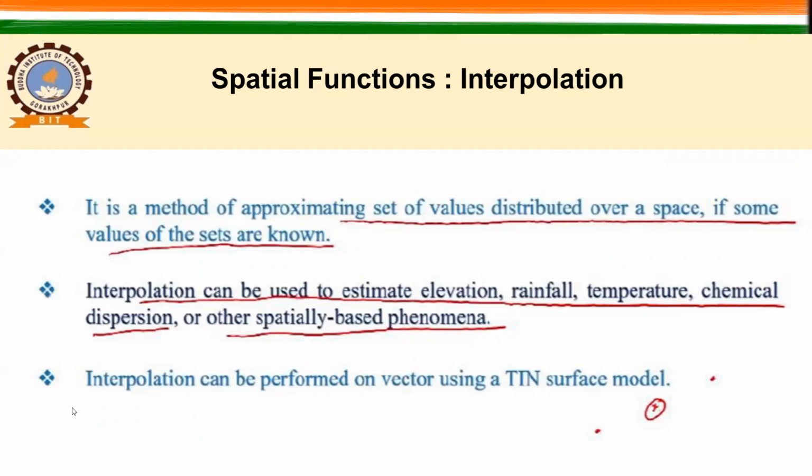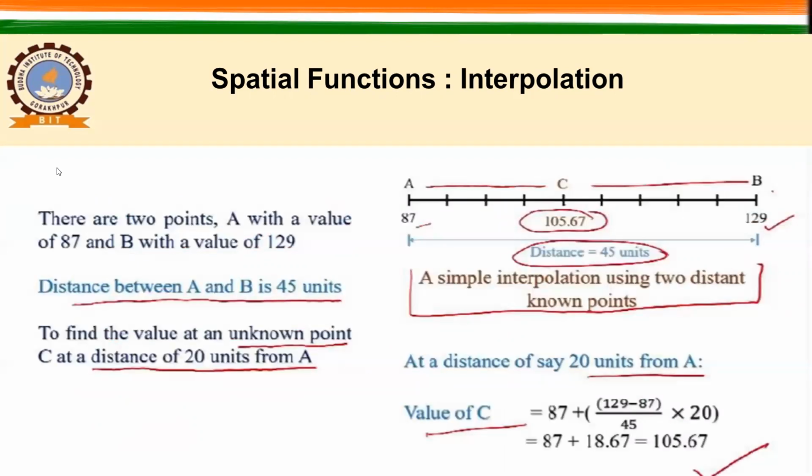So basically, here you have two values and you want to derive the value at this particular point. What will be the value at this particular location? This is known as interpolation. Interpolation can be performed on vector data using a TIN surface model. I hope you remember the TIN, triangulated irregular network. So here, in simple words, is what exactly we do in interpolation.